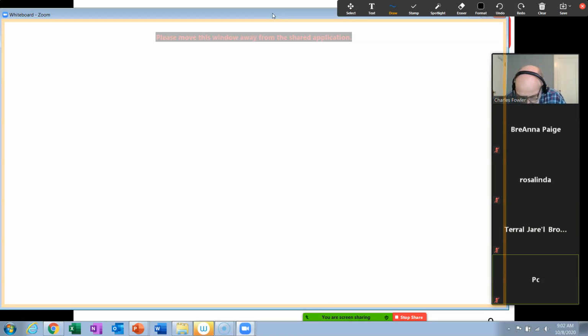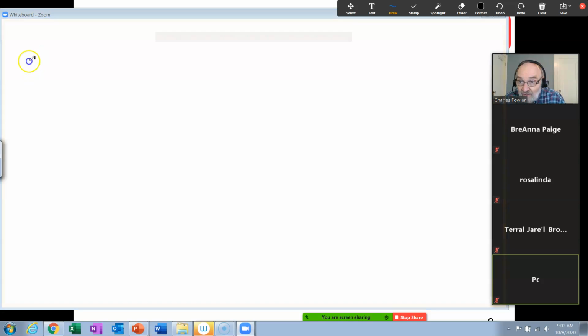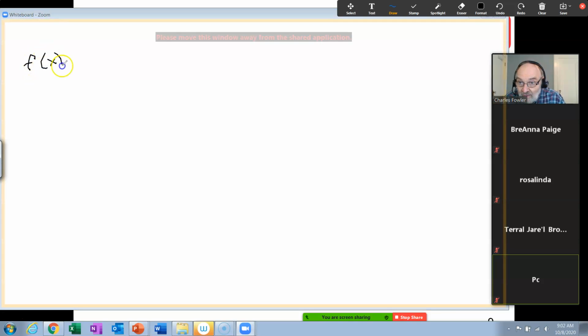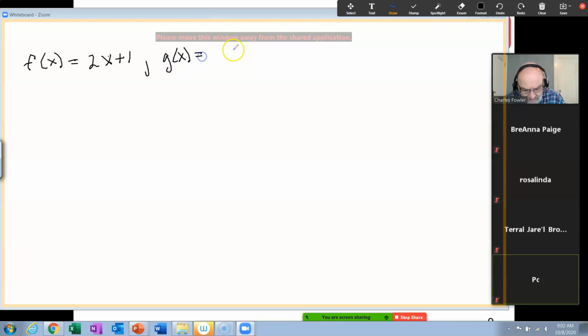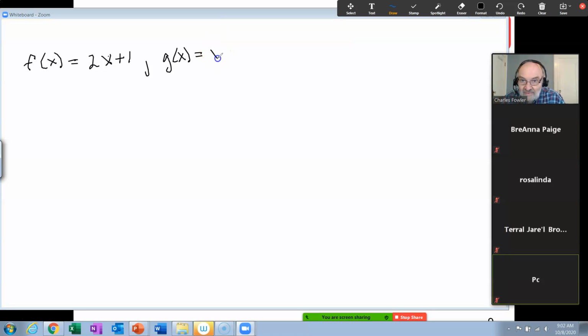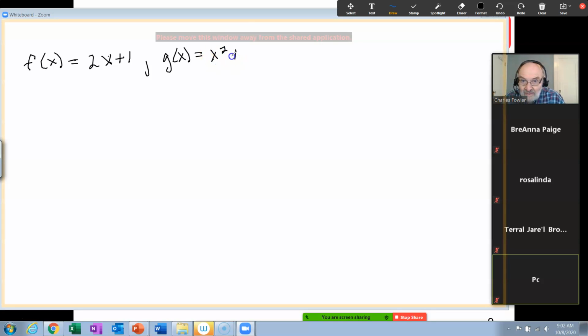Tablet. Okay, here's f of x. Example 2, top of page 77. 2x plus 1. Okay, g of x. Is this the same one we had? I think so. Why not? I'll leave it up there. G of x is equal to x squared plus 2x. That's exactly the same one. X squared plus 2x minus 1.